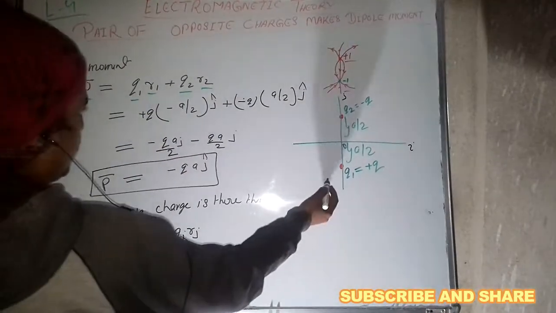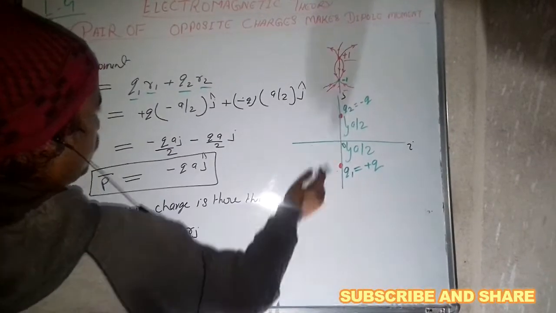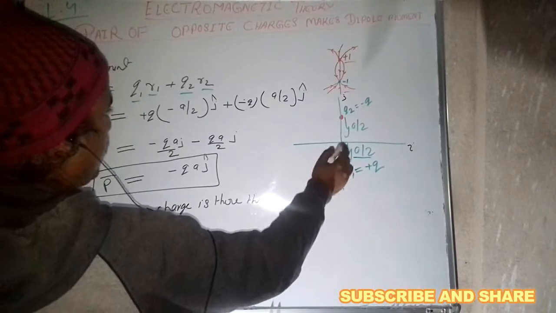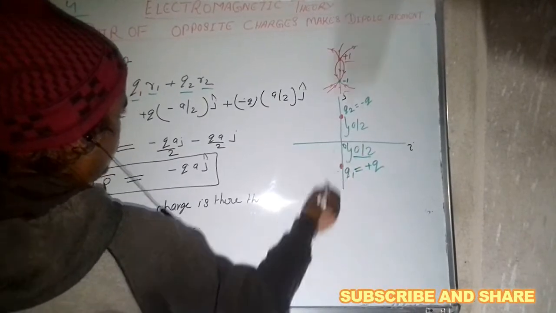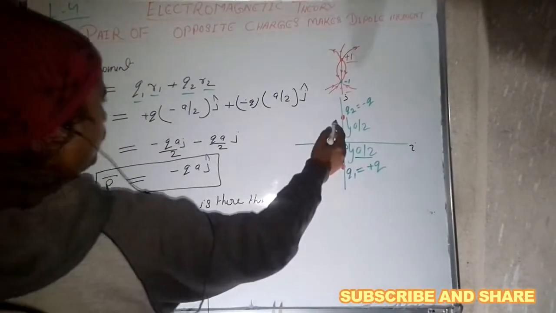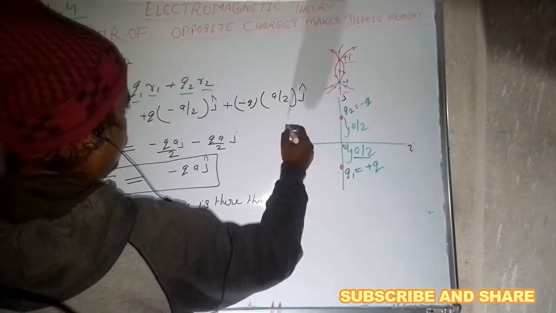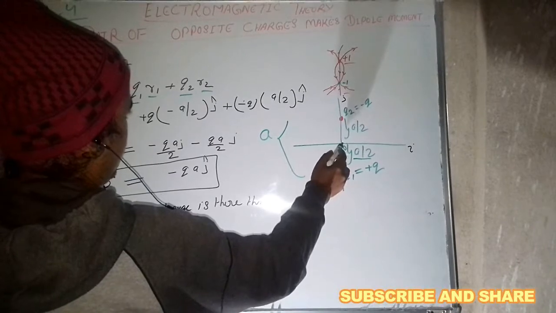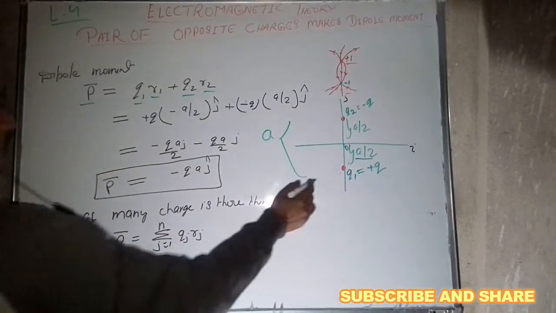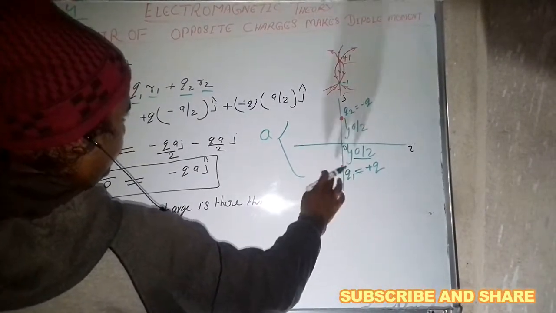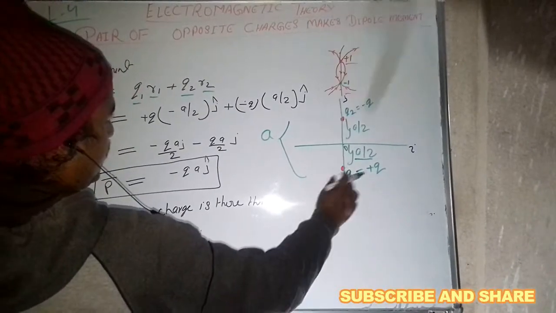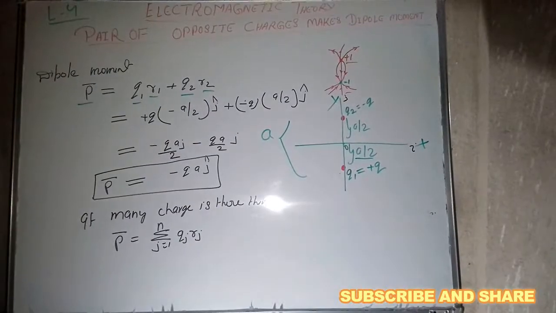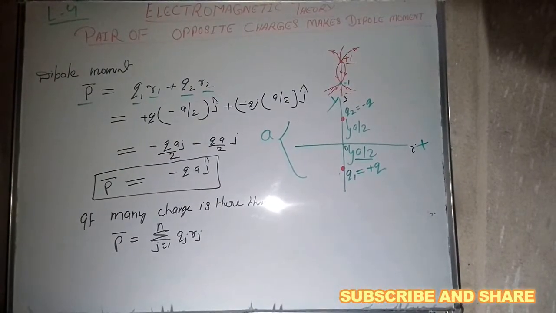Suppose there are two charges Q1 and Q2, each at a by 2 distance from the origin, and the total distance between Q1 and Q2 is a. It means the origin I have chosen is the midpoint of these charges. This is the x and this is the y. So we have to calculate the dipole moment.